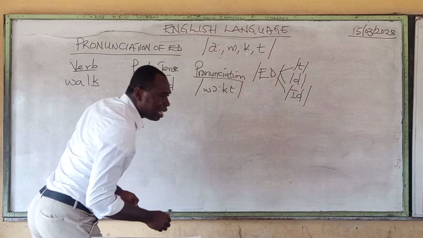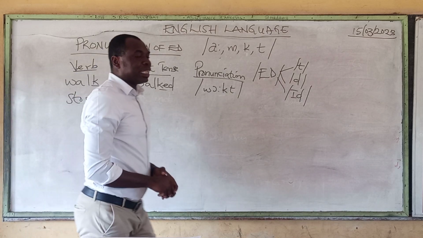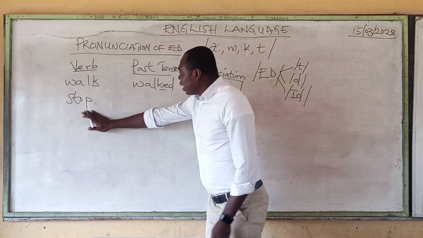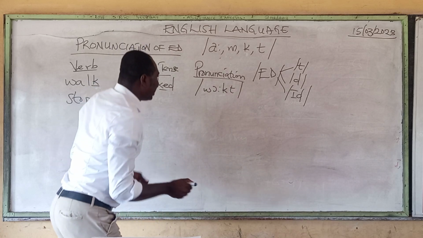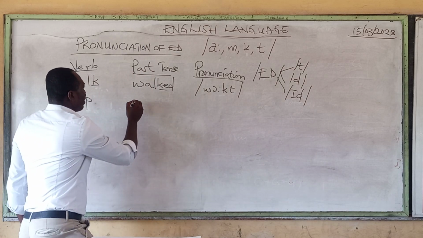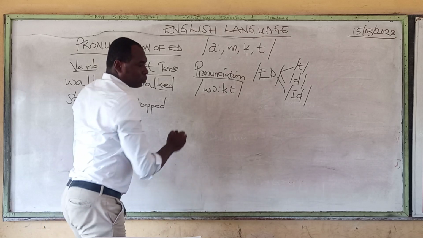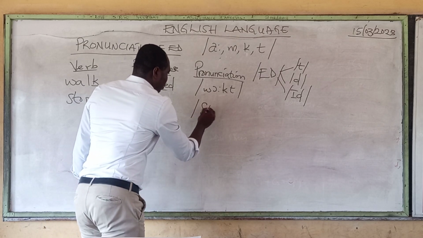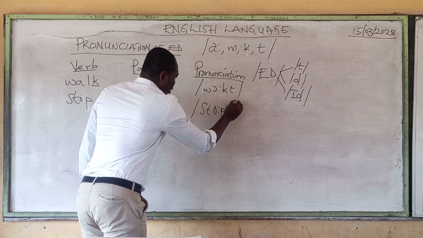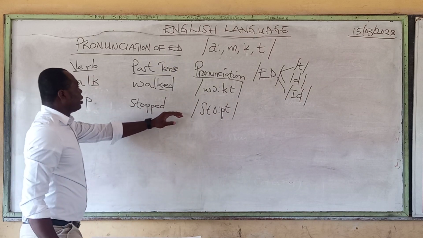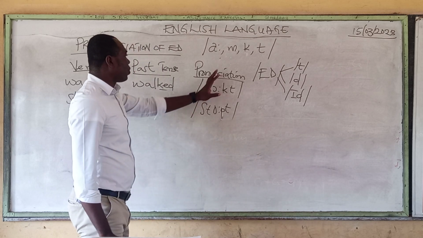Okay. Another example is stop. The last sound there is p, and p is a voiceless sound. So when ED is being added to it to form the past tense, the ED will be pronounced as t because it is ending in a voiceless sound.